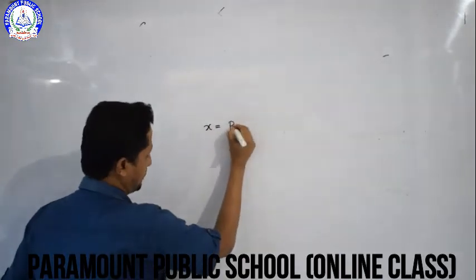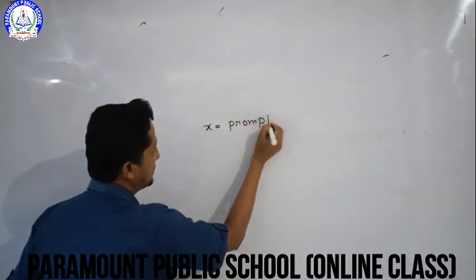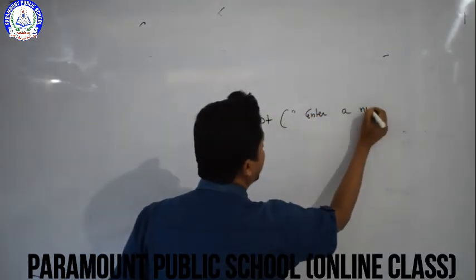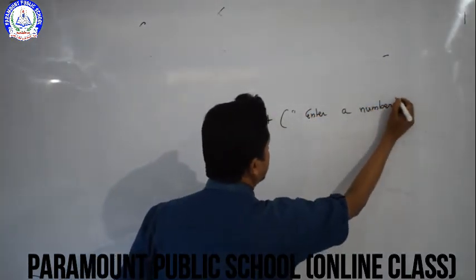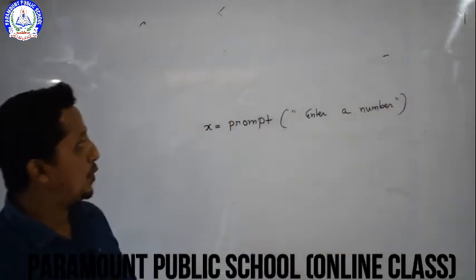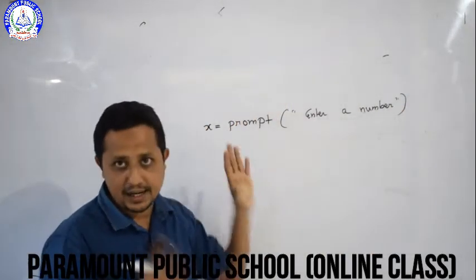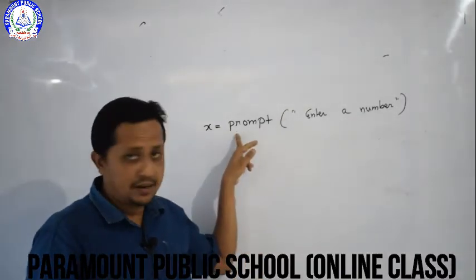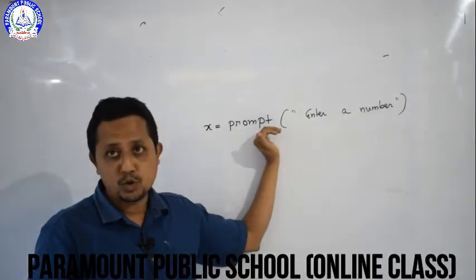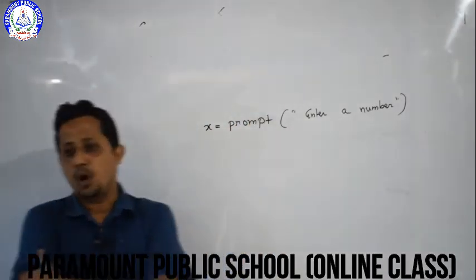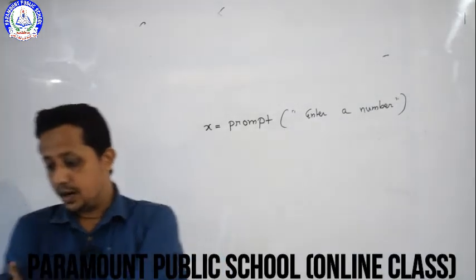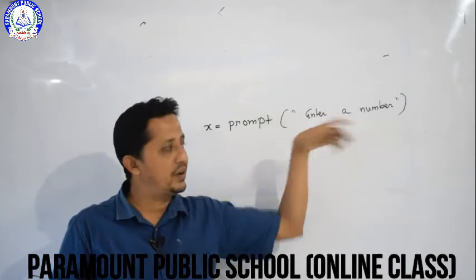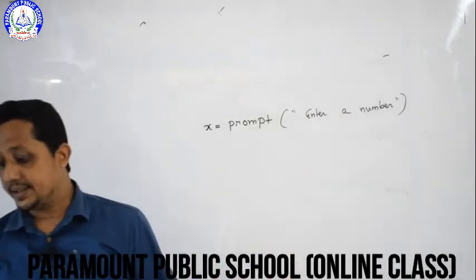x = prompt("Enter a number"). So what will happen? Whenever we execute this JavaScript code, when it finds this line, it will create a prompt box, and this message will come: enter a number, and there we can just put a number.